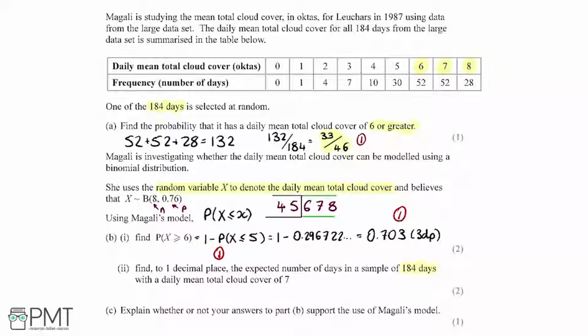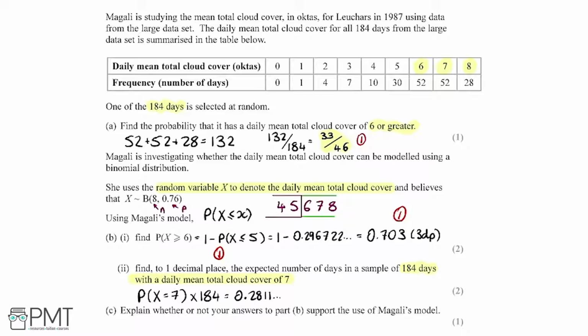So to work out the expected number, we're going to work out the probability that x equals 7. But then, because we don't just want 1 day, we want 184 days, we're going to just multiply it by 184. So we can evaluate this in our calculator, this time using the binomial PD menu, setting x equal to 7, then using the same values for n and p as before, so 8 and 0.76.